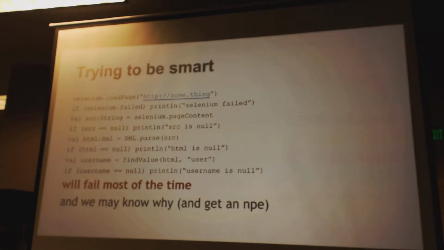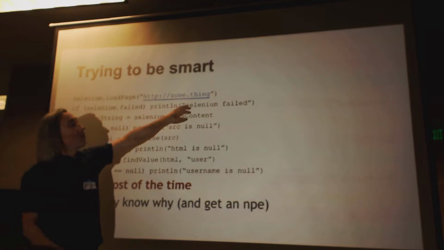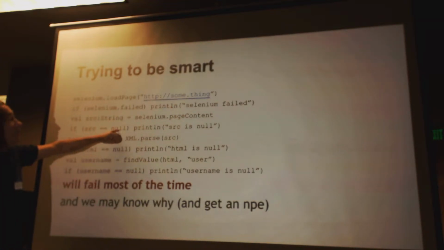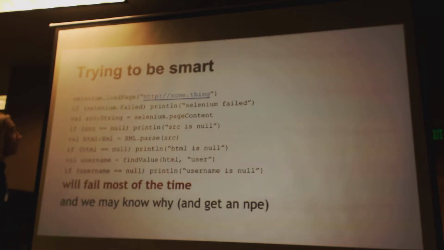So we can intersperse our code. Well, that's more or less traditional Java style. So if you're a Java programmer, you most probably do it like this. If Selenium failed, okay, we print Selenium failed. Now we take the page content. Okay, maybe it's null, right? So we print, oh, it's null. And then we do this. So what we'll have here is one error message and then an NPE, right? Because we still go ahead and check, so we probably should return something.